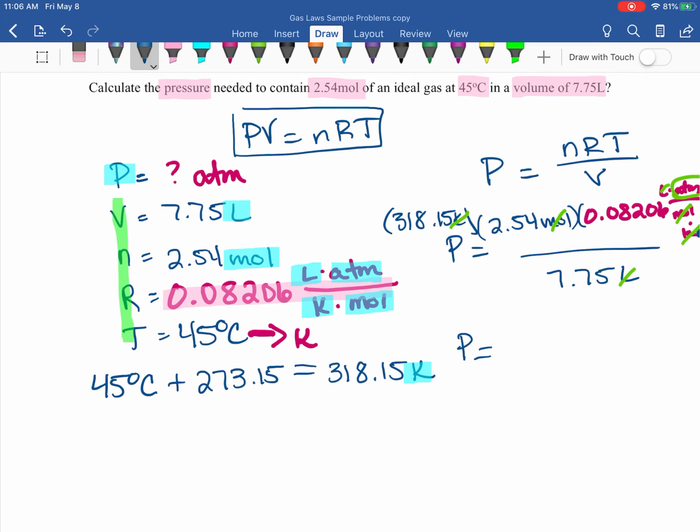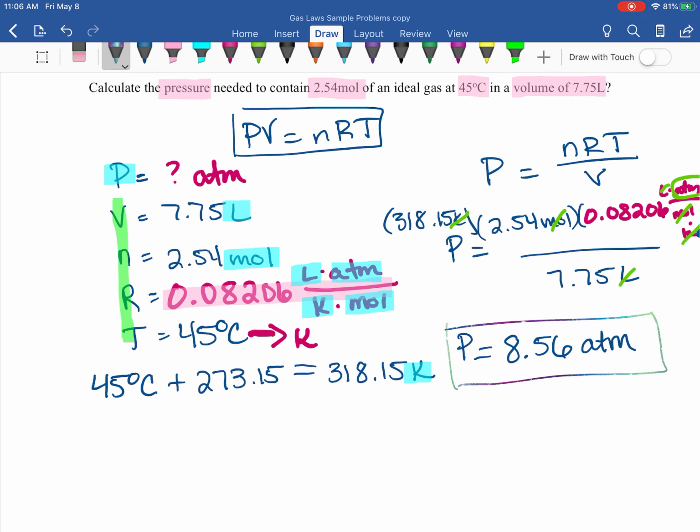All right, let's take that 318 times our moles times our gas constant, and then divided by our volume, and I get 8 point, I'm going to go ahead and round here, 56, and then my units that are left are atmospheres. Awesome. I feel like we need a sparkle pen for that.